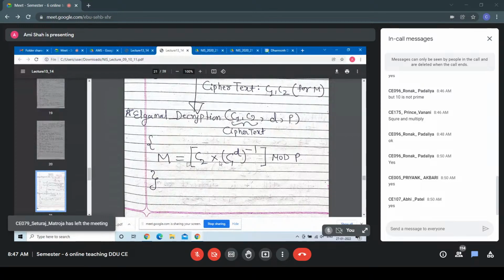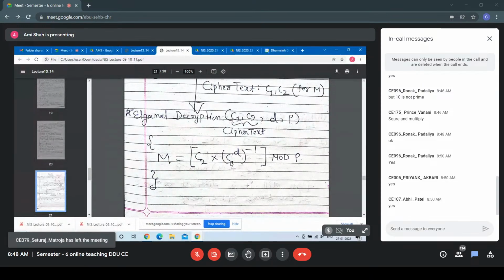So first calculate C1 raised to D mod P by applying square and multiply. Once you get that answer, you apply the inverse with respect to mod P. You already have that multiplicative inverse function that you implemented in the first or second lab. Whatever answer you get after the multiplicative inverse, multiply it with C2, and then again perform mod P, and finally you get M. So all of you, is it clear what you have to do? Is it clear to you all?